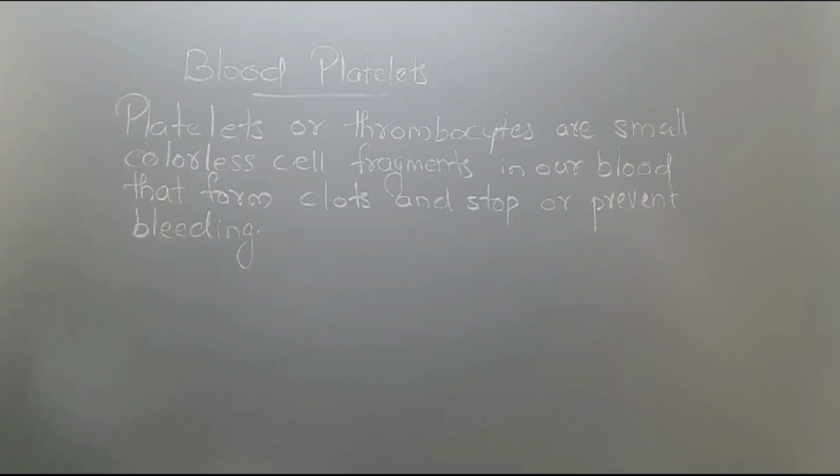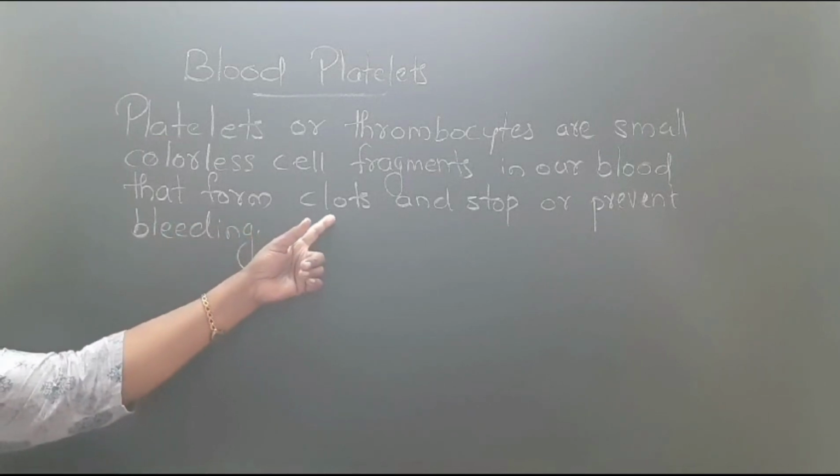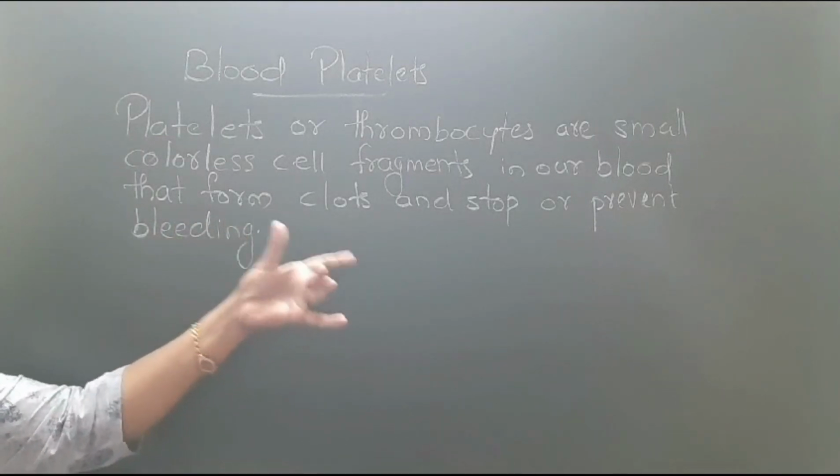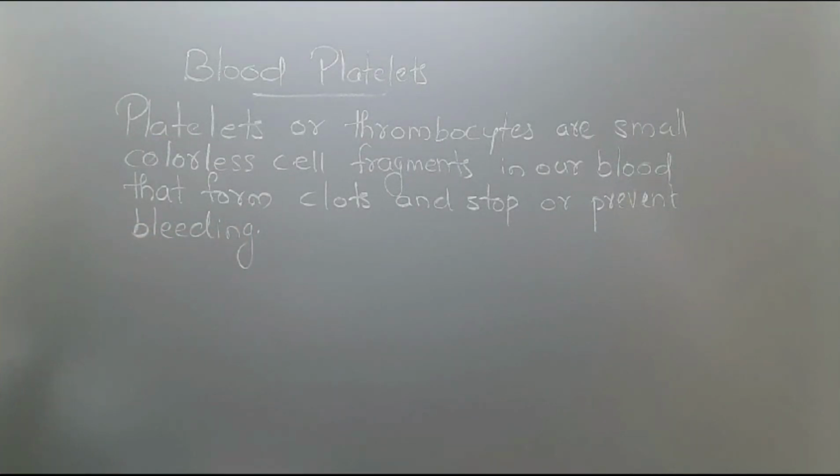That is called thrombocytes. How they are? They are small and colorless. Where they are? In our blood. And what it does? It forms clots and it stops or prevents bleeding. That is what platelet is.